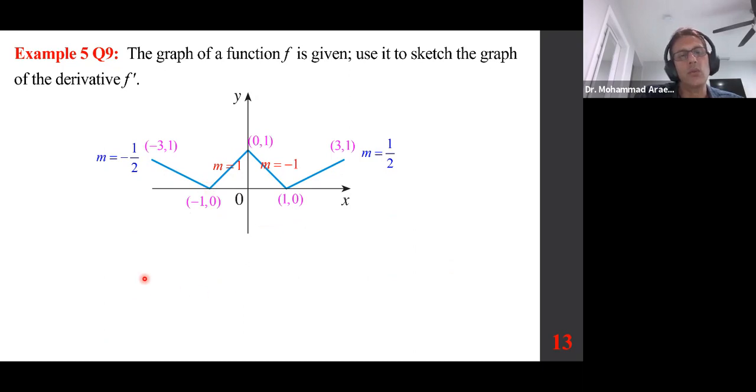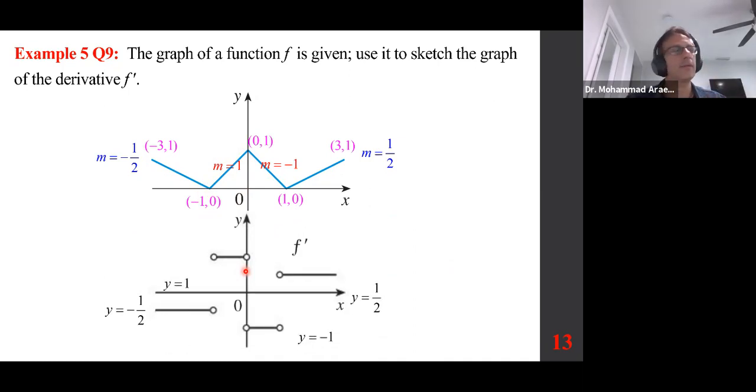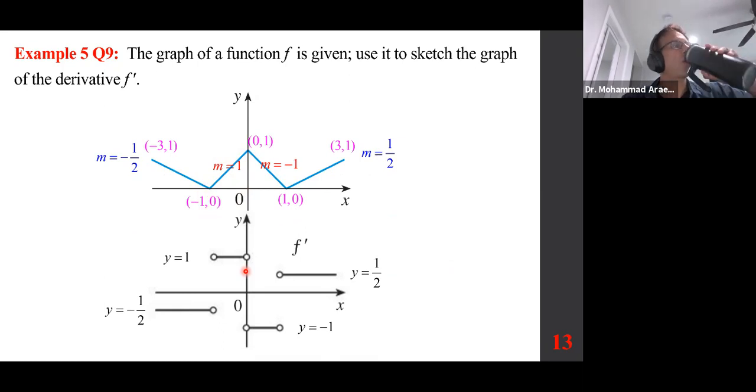y equals -1/2, it stops here. This one goes from here, which is -1 to 0, and so on and so forth. I hope you remember this. We did that, okay, everybody? Very straightforward. So drawing and sketching the graph of the derivative function. Very straightforward.